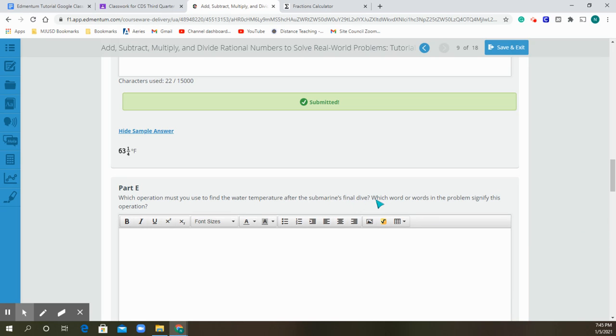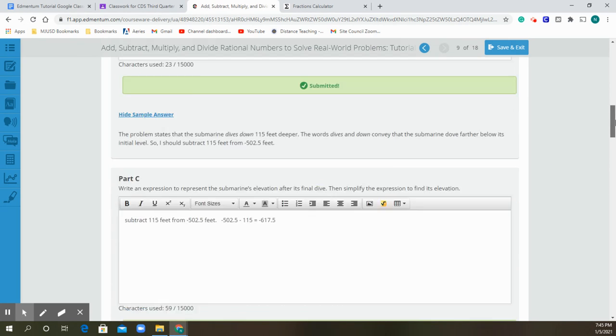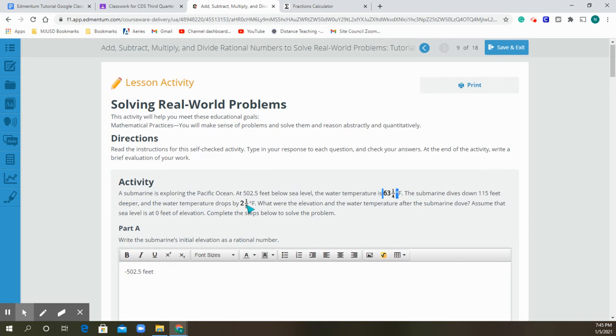So, which word or words in the problem signify this operation? Okay, so in order to find that, we're going to look back up here and see that the water temperature drops by 2 1/5 degrees Fahrenheit. So, temperature drops.